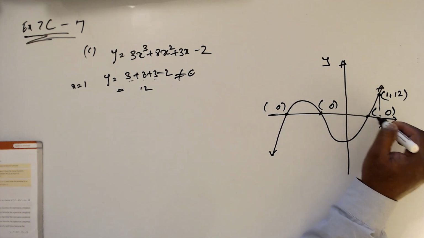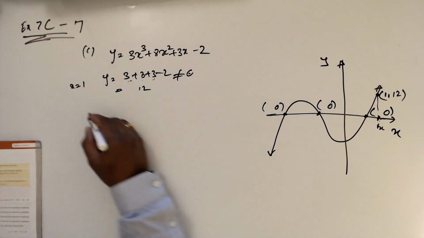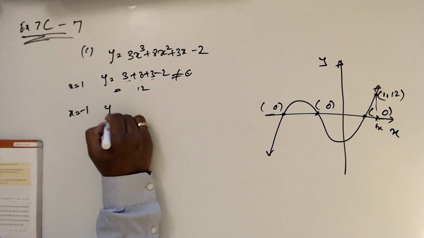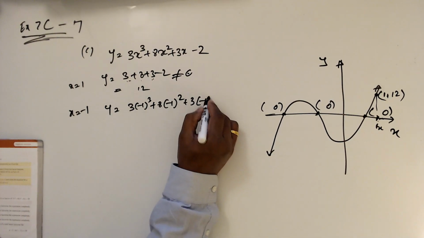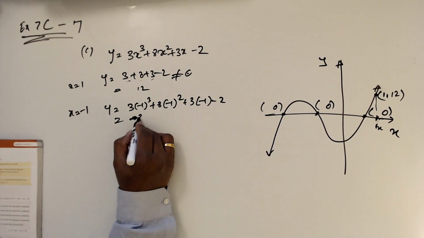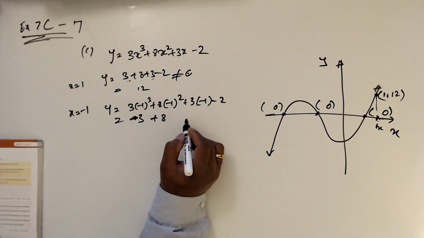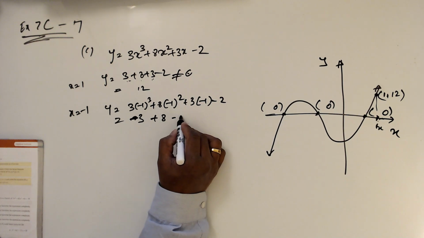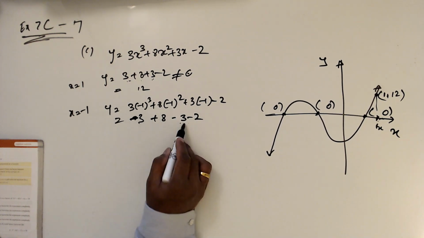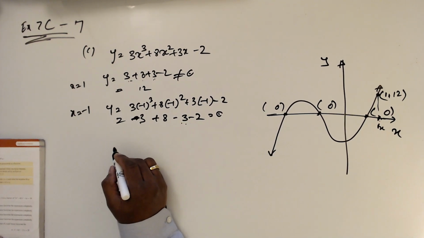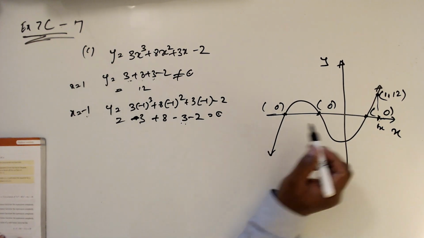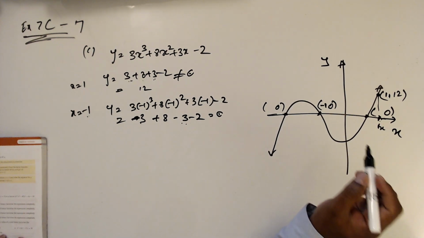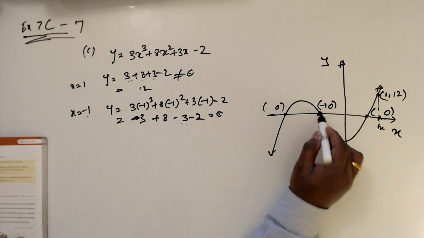It means this point has to be less than 1. Okay, we'll try this one, minus 1. So x equals minus 1, y equals 3(minus 1) cubed plus 8(minus 1) squared plus 3(minus 1) minus 2. This is minus 3 plus 8 minus 3 minus 2, which is 0. It works. I'm not sure if it is this one or this one. Minus 1. I will take this immediate one. Okay, now I finally managed one point.